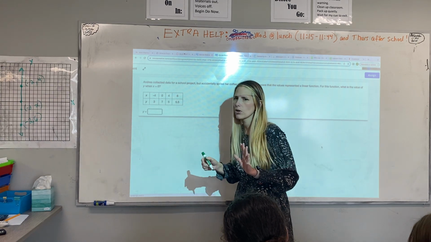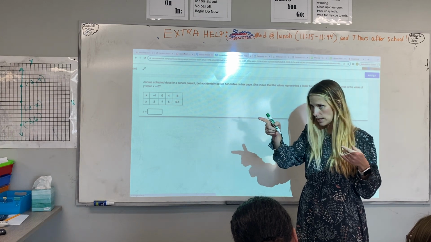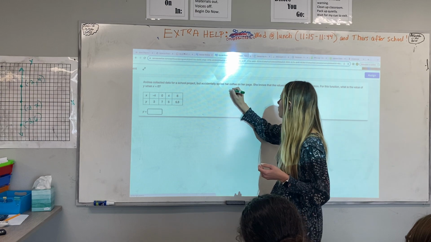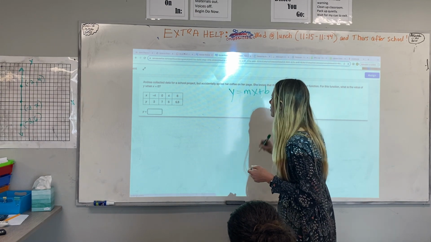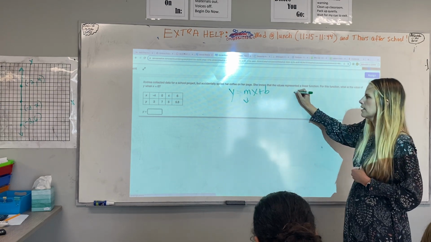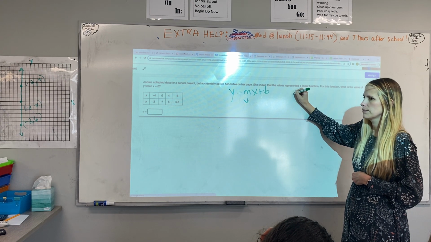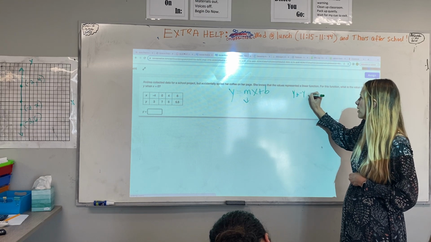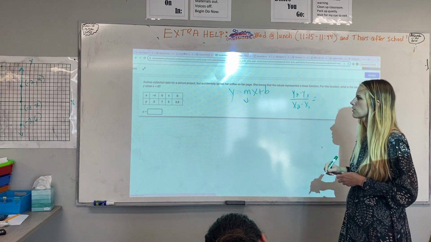So first, let's go ahead and get our slope. So we have y equals mx plus b. We have to find our slope. How do we do that? y2 minus y1 over x2 minus x1, and we're just looking for the difference.